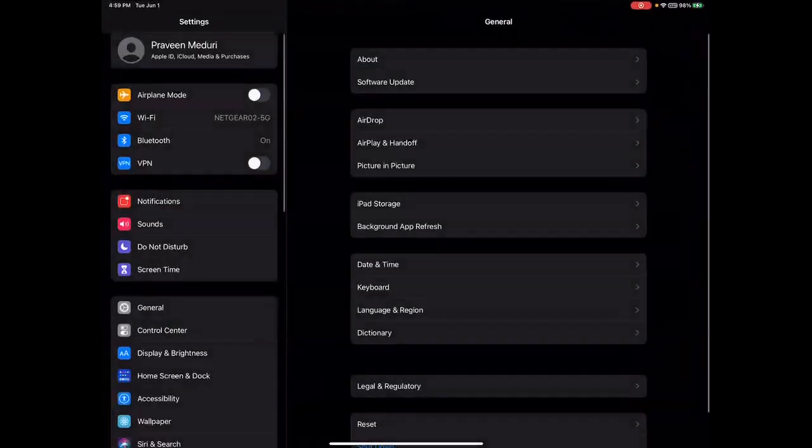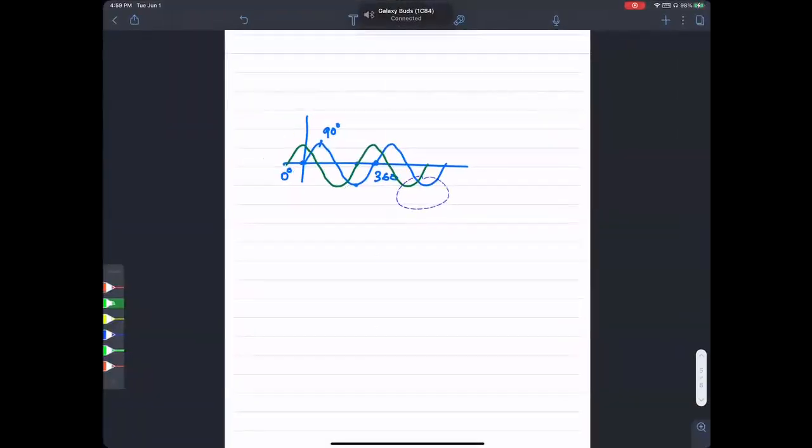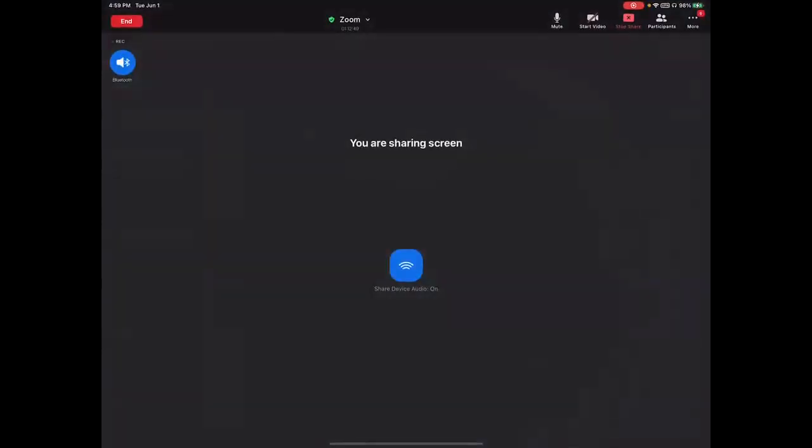Let me go to Bluetooth and connect to the other headset. Okay, let's see.